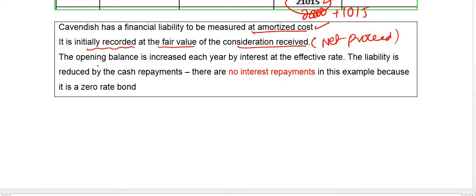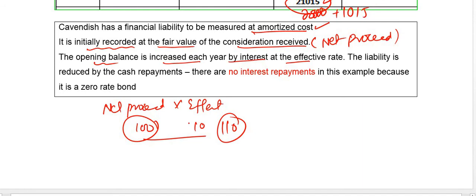And the opening balance, meaning the opening liability, is increased each year by the effective interest. When you take this net proceed opening liability, you will multiply this with the effective interest rate, and that will be the finance cost, which will increase the liability. Let's say this is 100 and this is 10, so the liability will increase to 110. The liability was 100 before and now it will increase because the finance cost increased the liability. Okay, and the liability is reduced by cash payment.